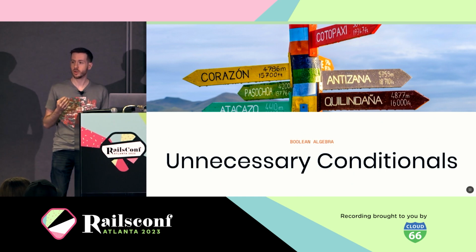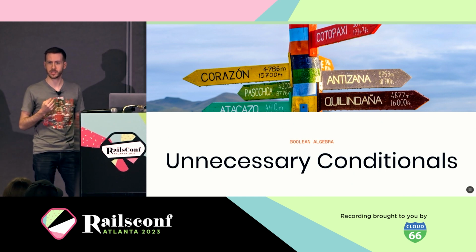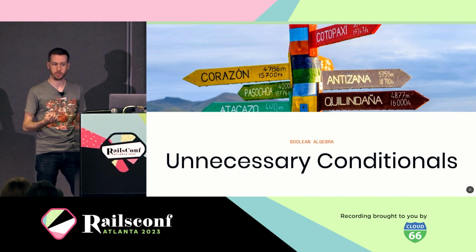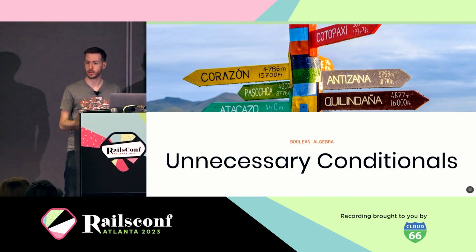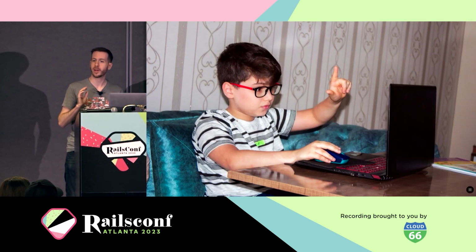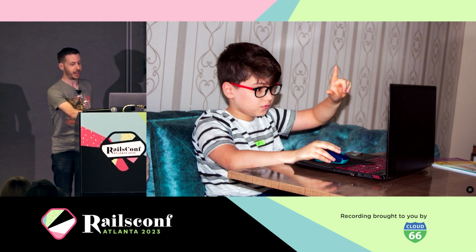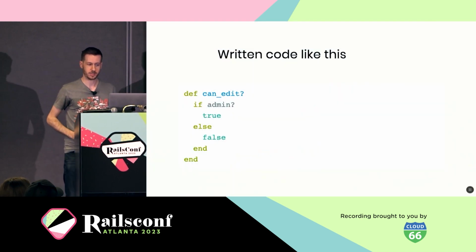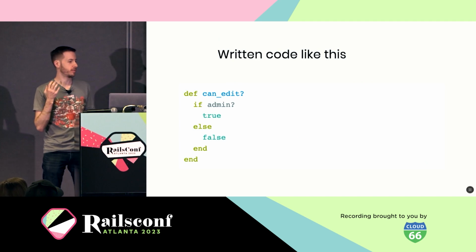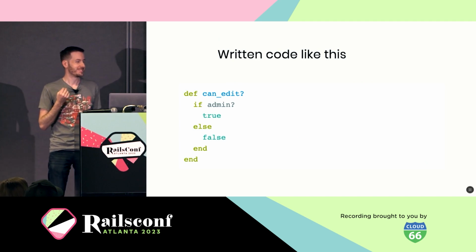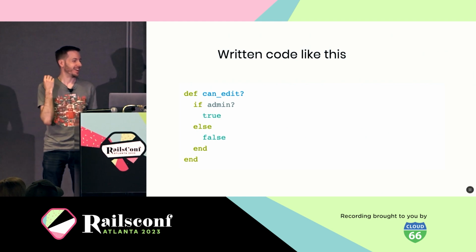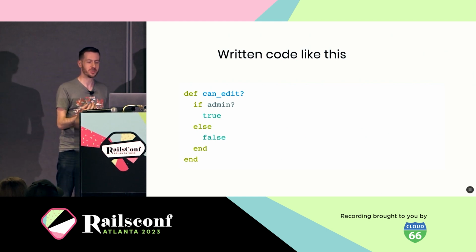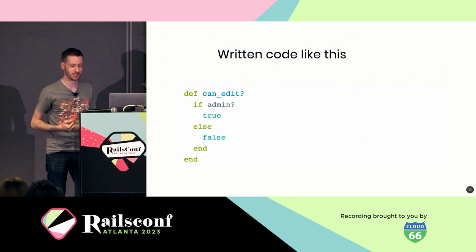Now, conditional code and if-else expressions are a core part of programming Ruby. They're one of the first things that you learn. And when I was a brand new developer, I wrote a lot of code that looked like this. So this is some permissions code. Yeah, you all see it, right? So we're saying if admin, return true, otherwise return false.